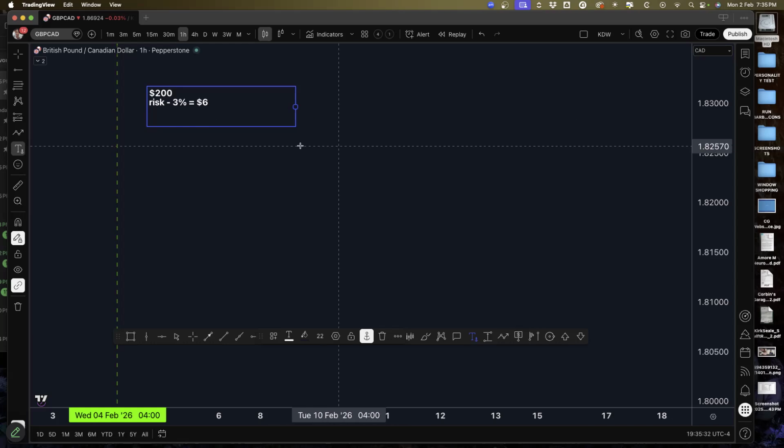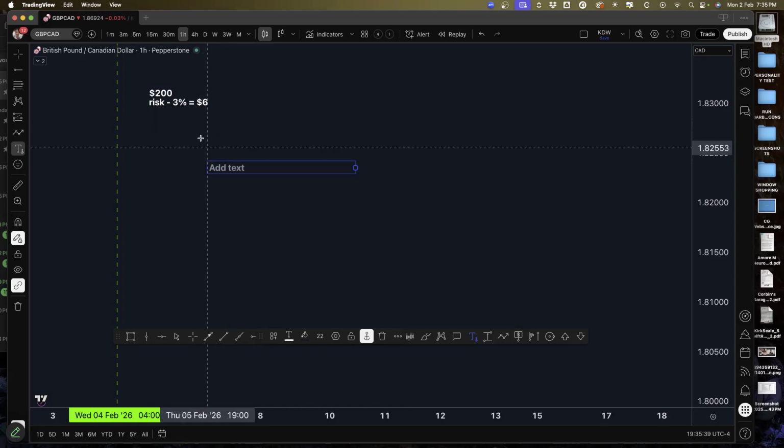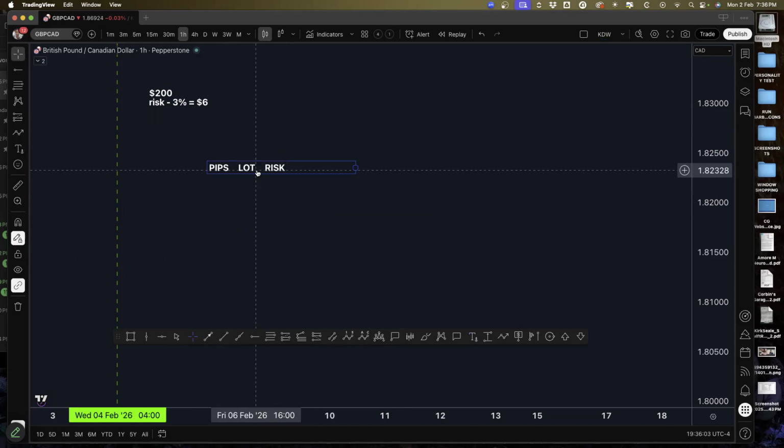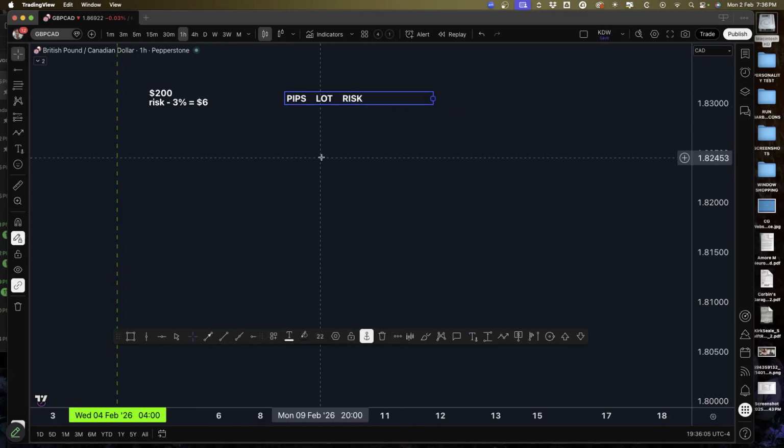When we are calculating what our lot size is going to be, right? Because these numbers need to add up. The number of pips that we're trying to trade, the lot size that we're using, and the risks that we have, right? These three things have to work together so that we are able to predetermine how much we're going to lose or how much we're going to gain.